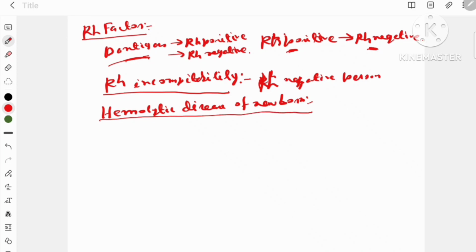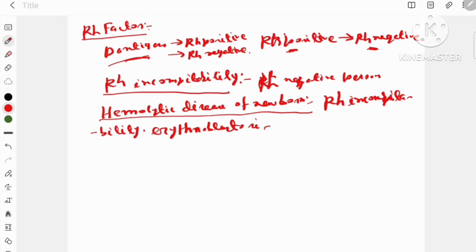It is a disease in the fetus and newborn characterized by abnormal hemolysis of the RBCs. It is due to Rh incompatibility, that is, the difference between the Rh blood group of the mother and the baby. Hemolytic disease leads to a disease named erythroblastosis fetalis. The disease is characterized by presence of erythroblasts or immature cells in the blood.